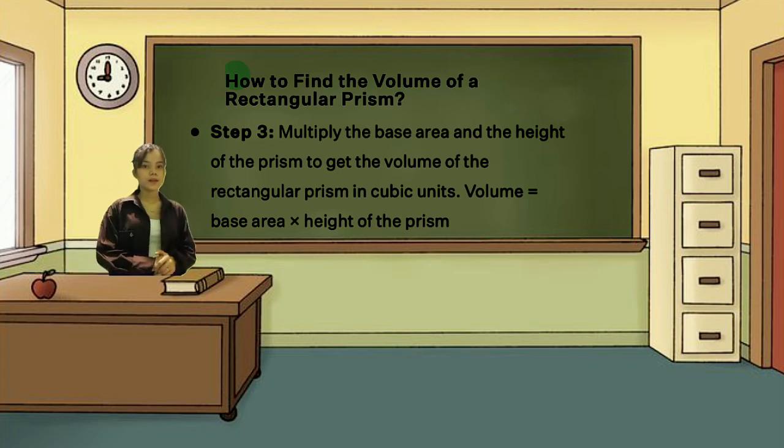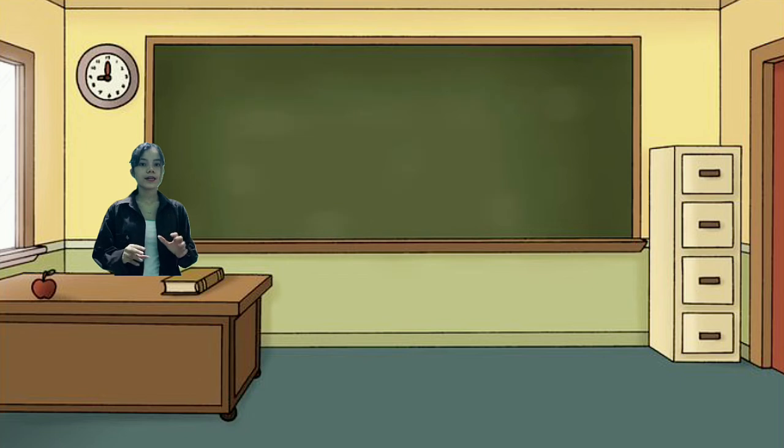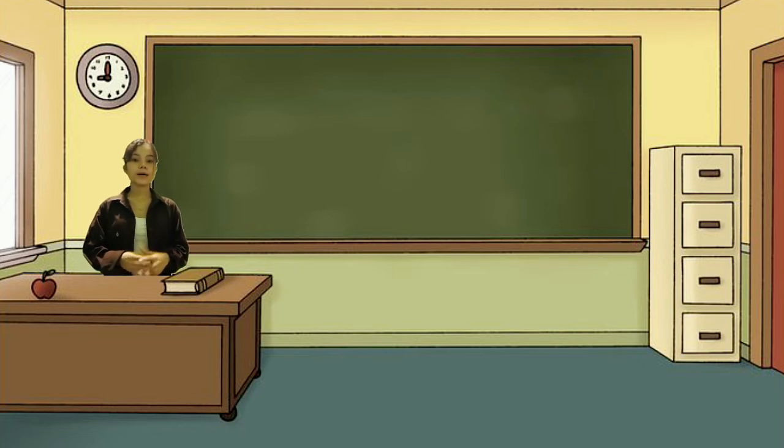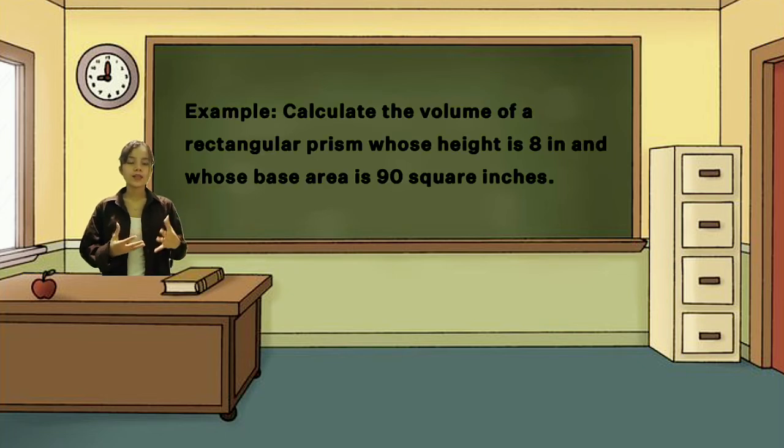So, to really understand how to calculate the volume of a rectangular prism, I will give you an example. In this problem, calculate the volume of a rectangular prism whose height is 8 inches and whose base area is 90 square inches. We can calculate the volume using the 3 steps that I have explained previously.